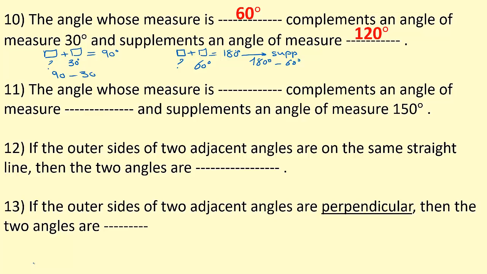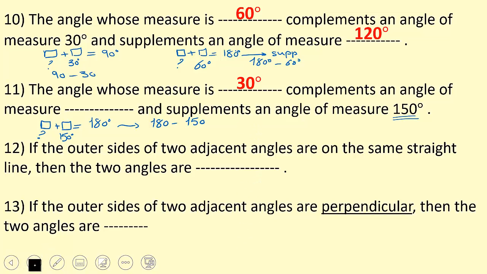Going to number 11, the angle whose measure is what complements an angle of measure what and supplements an angle of measure 150 degrees. So I have two angles and they are supplementary, meaning that they have the sum of 180 degrees. One of those supplements is 150 degrees. What is the measure of the other? It's so easy to find. Easily do 180 minus the given angle, which is 150, and the measure of the supplement angle will be 30 degrees.